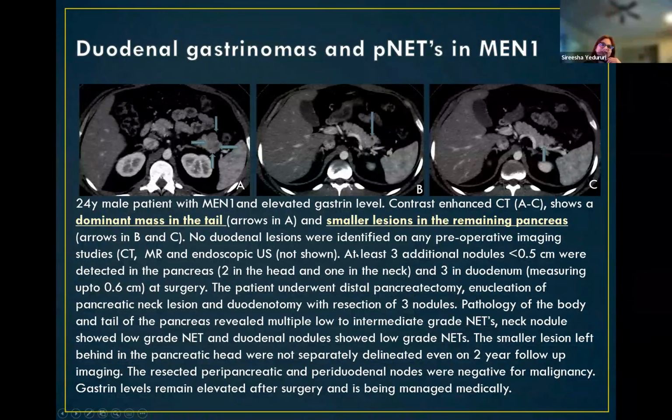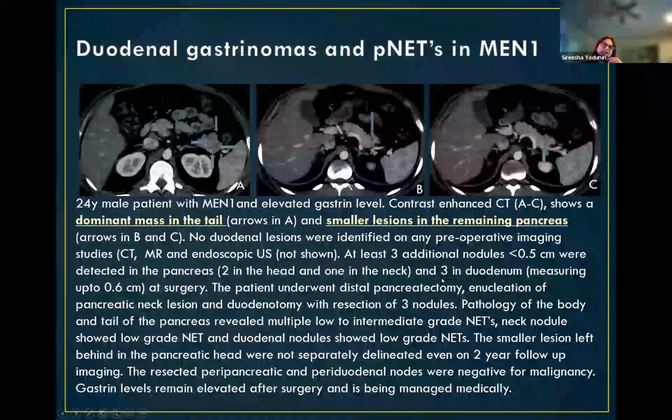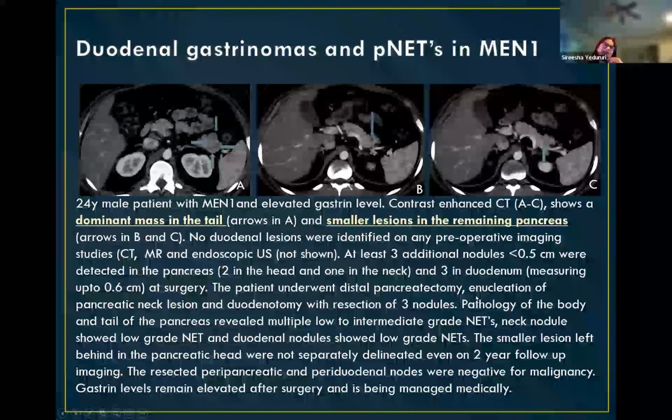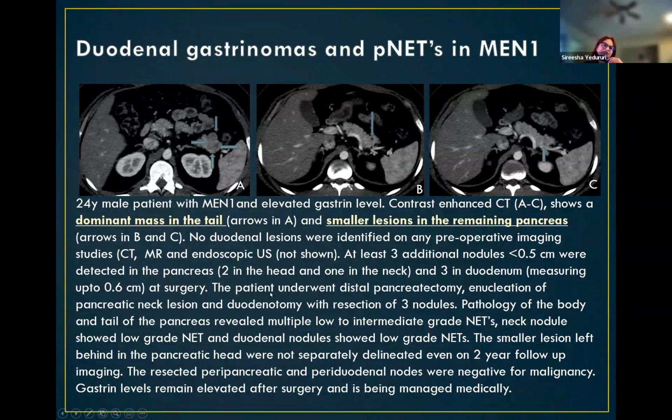But at surgery, 3 additional nodules were detected in the pancreas, less than 0.5 centimeters, and 3 nodules in the duodenum, measuring 0.6 centimeters. The patient underwent distal pancreatectomy, enucleation of the pancreatic neck lesion, and duodenectomy with resection of these 3 nodules. Pathology from the body and tail revealed multiple low to intermediate grade neuroendocrine tumors. The neck nodule showed low grade neuroendocrine tumor. The reason I'm emphasizing this is that they may have different grades, different types. Duodenal nodules are low grade.